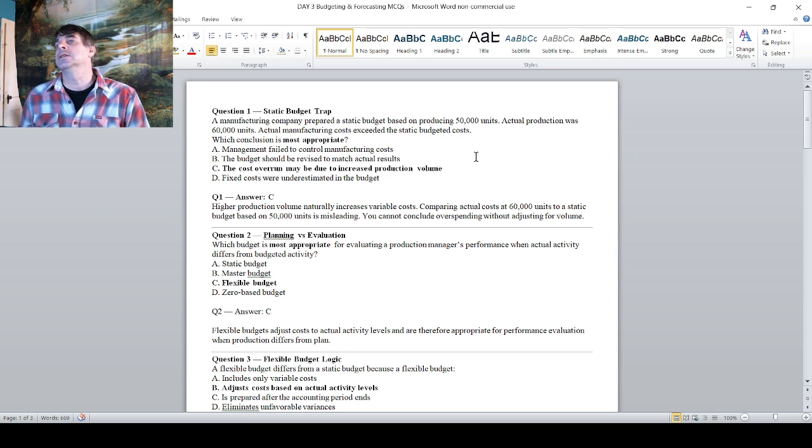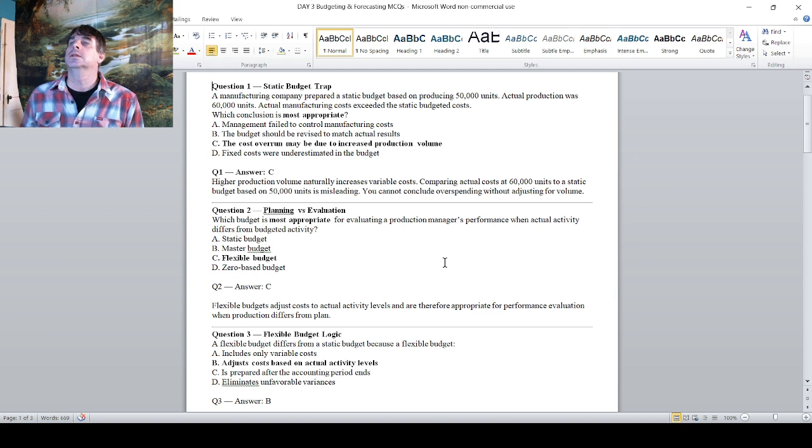Well, the answer is C. The cost overrun may be due to increased production volume. Higher production volume naturally increases variable costs. Comparing actual costs at 60,000 units to a static budget based on 50,000 units is misleading. You can't conclude overspending without adjusting for volume.